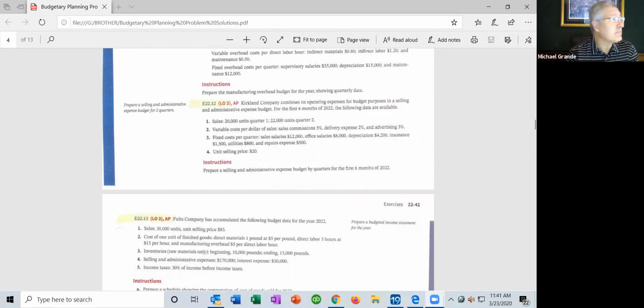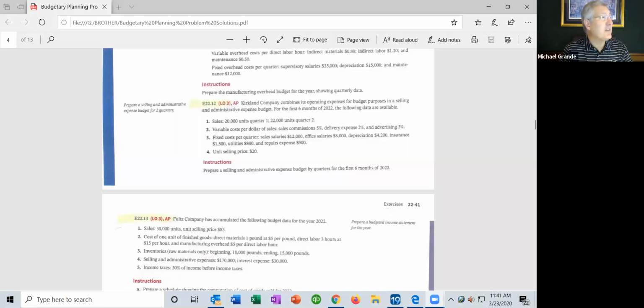Number one, sales, 20,000 units for the first quarter, 22,000 units for the second quarter. Item two, variable costs per dollar of sales. Sales commissions 5%, delivery expense 2%, and advertising 3%. If you add those all up, that's 10%, okay? So the variable cost is 10% of sales dollars.